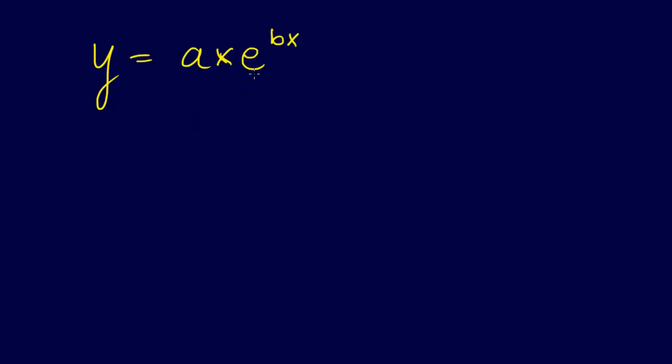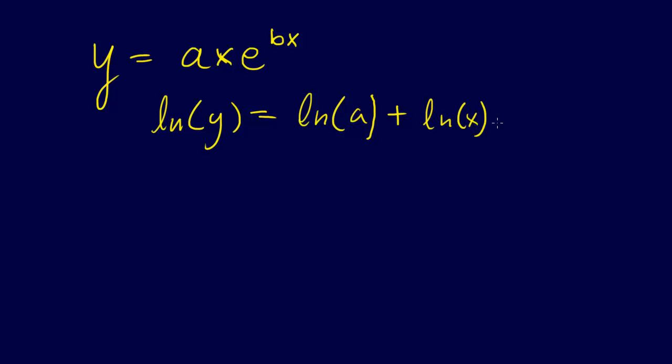And so we have this e in here, so we'll just take the logarithm of both sides, and we'll use the natural logarithm. So we'll say the ln of y equals the ln of a, and the multiplication here, that's addition, so ln of a plus ln of x plus bx, the exponent just comes right down, times the ln of e, which we all know is 1. If you don't, you do now.